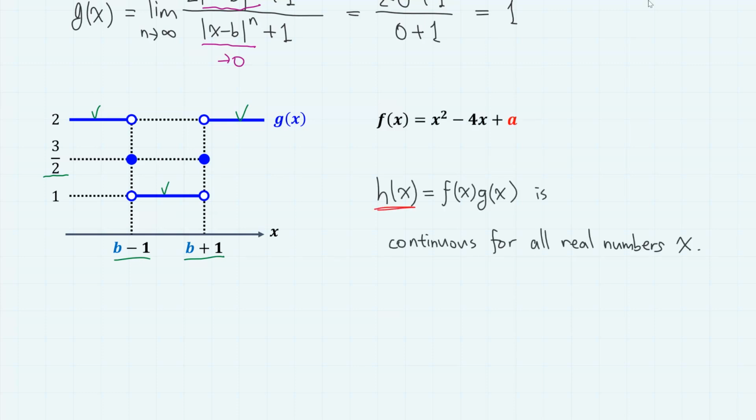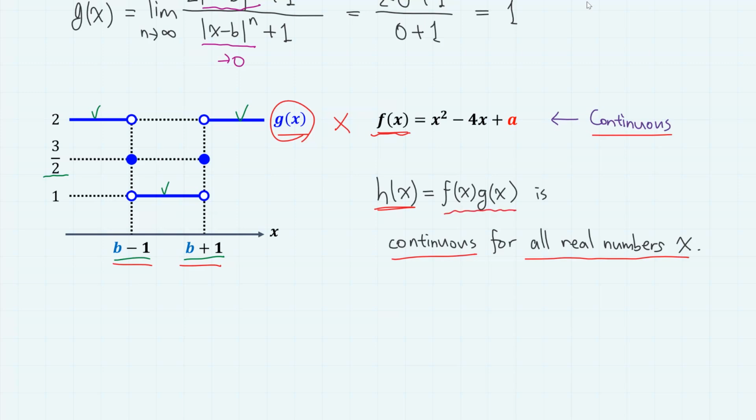Now we construct function h(x) by multiplying this g(x) with quadratic function f(x), and we want the resulting function to be continuous for all real numbers x. Here, function f(x) is continuous for all real numbers x, so our only concern is the points where function g(x) is discontinuous, which are these 2 points at b minus 1 and b plus 1. The function f(x)g(x) must be continuous even at these 2 points, and the only way that is possible is when the value of function f(x) becomes 0 at these points. That is, both f(b minus 1) and f(b plus 1) must be 0.